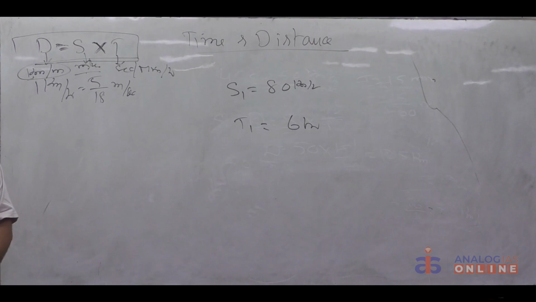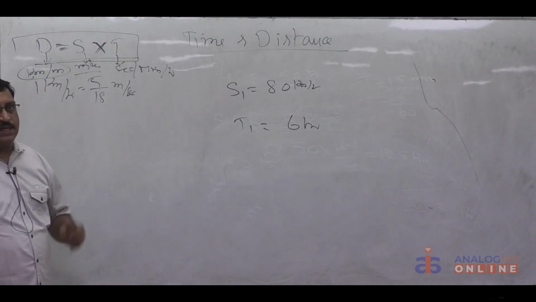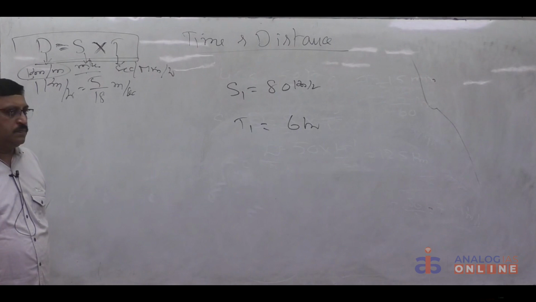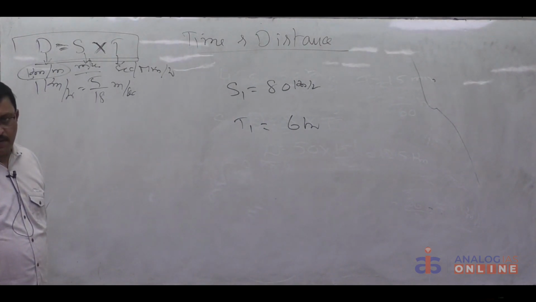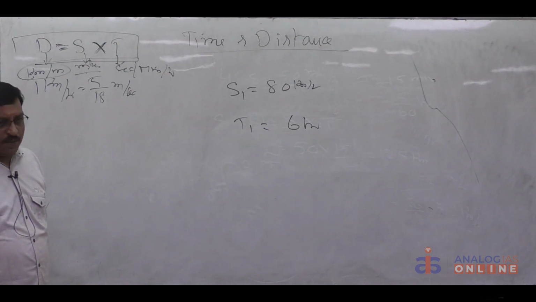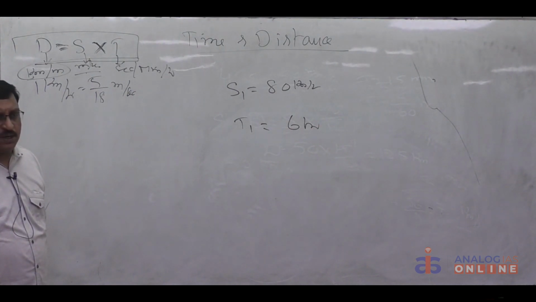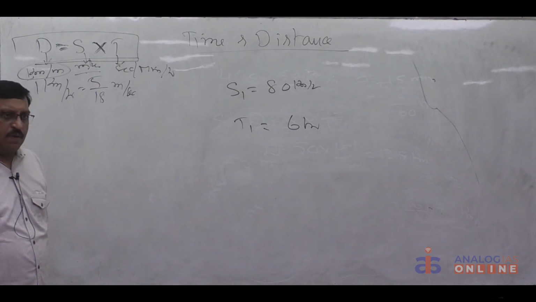In order to cover the same distance at a speed of 120 kilometer per hour, in how much time will it reach its destination?